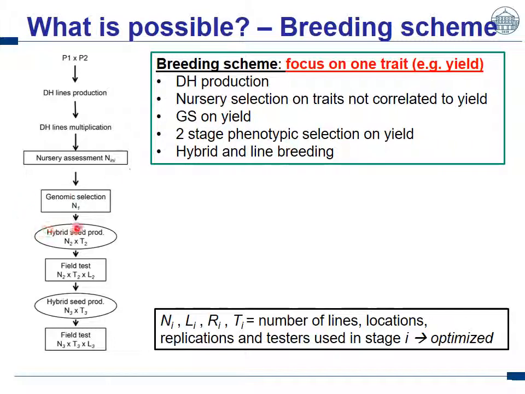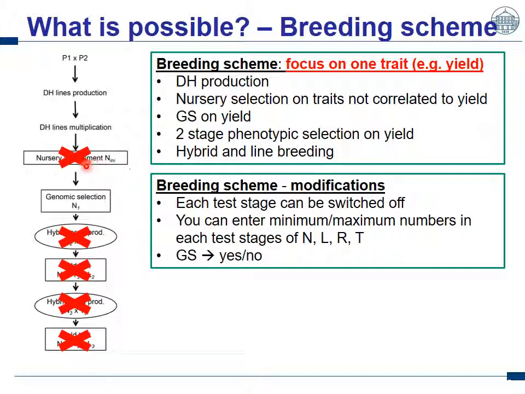And like shown, we can do hybrid seed production, or we can do without this hybrid seed production, then it would be line breeding, for instance. And here the numbers are the number of lines, locations, replications, and testers used in each stage. They are not chosen freely by you as user. They are optimized based on the budget you give, and then the grid search starts and calculates all possible allocations regarding the budget and picks out the highest selection gain in that allocation, which is then called the optimum allocation for that scenario.